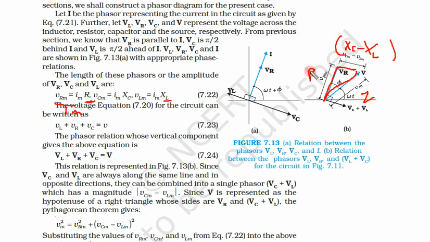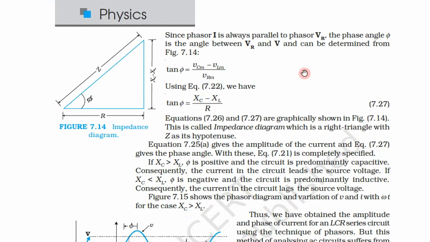So this is Z. This is a triangle between R, Z and Xc minus XL, and this angle is phi. Same triangle, instead of voltage, if we divide with a common current Im, we can show it like this. In front of phi, this is Xc minus XL. With phi this side is R and the hypotenuse is Z, that means impedance. So now it is called the impedance diagram or impedance triangle.